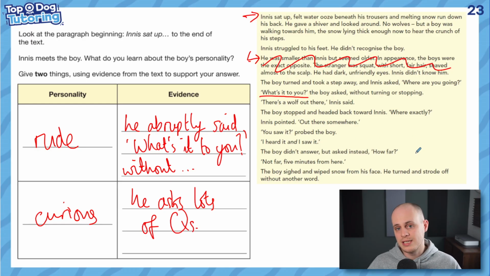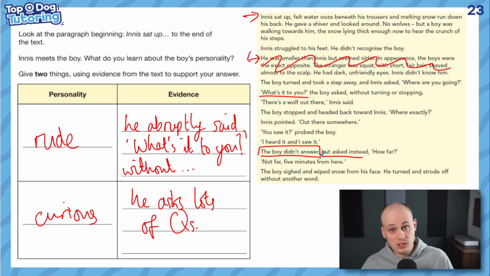You could say his personality is a bit mysterious, maybe a bit secretive, because he doesn't actually answer any of Innes's questions. He said this: the boy didn't answer, but asked instead. So this bit here could be a bit of evidence for saying he's quite secretive. Yeah, there's lots of things here is what I'm trying to say, and all you need is 2 of them, and only one of them needs evidence anyway.